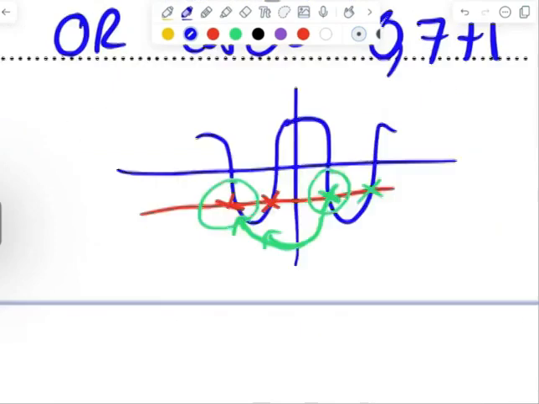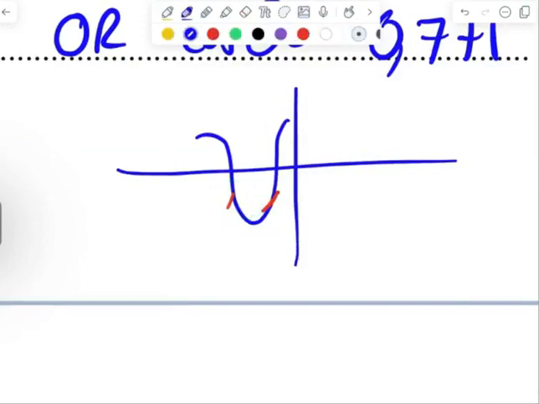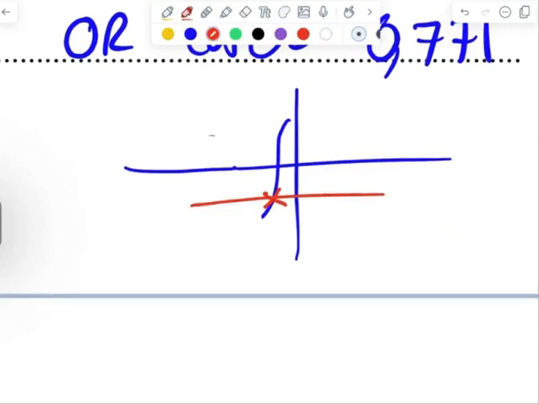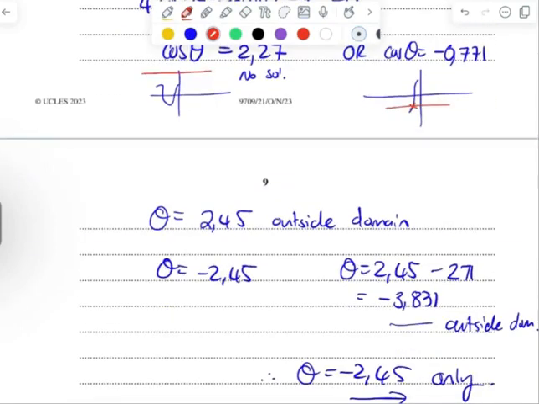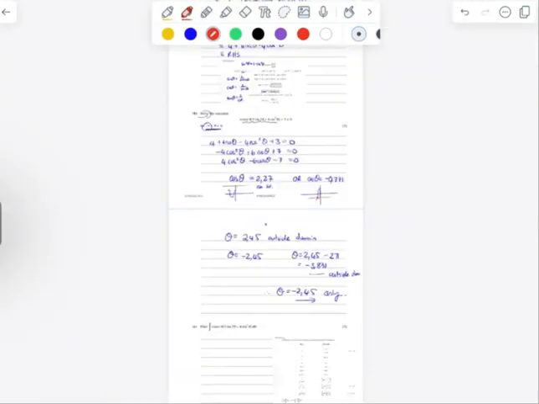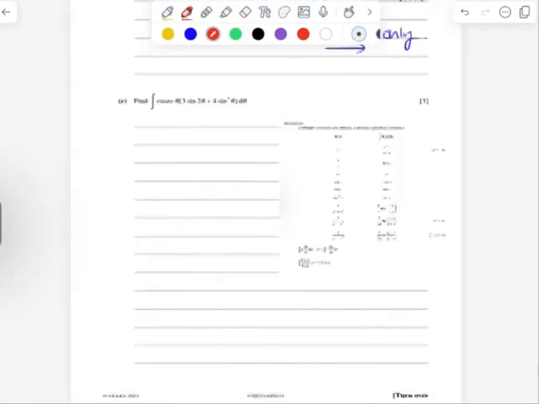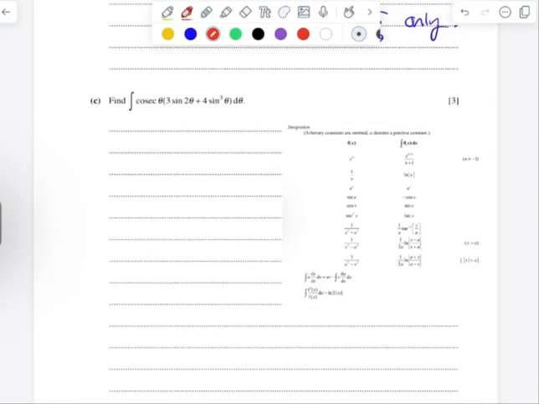When I drew my graph, I shouldn't actually have drawn the full 360 curve. It should have stopped somewhere over there, and I didn't need to even draw any of this. So we would have gotten one answer over there, and that is my minus 2.45 radians only. Okay, so always check your domain at the end of the day with regards to each of these questions. Okay, we can jump into our last part of this question.